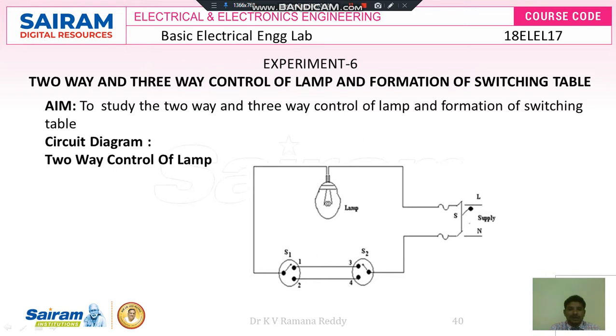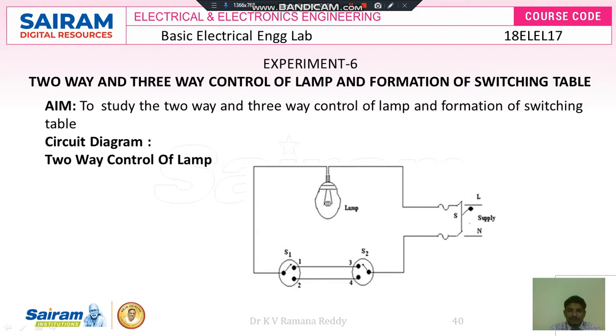This is the circuit diagram to discuss the two-way control of lamp. This is the lamp and it is connected in series with two switches. One switch is called switch S1 and the other is called switch S2. It is connected across line and neutral, and DPST is nothing but a switch. Once you throw the DPST switch, that is double pole single throw switch, the circuit acts as a short circuit and current will flow through the circuit, and again it depends upon the positions of switches S1 and S2.